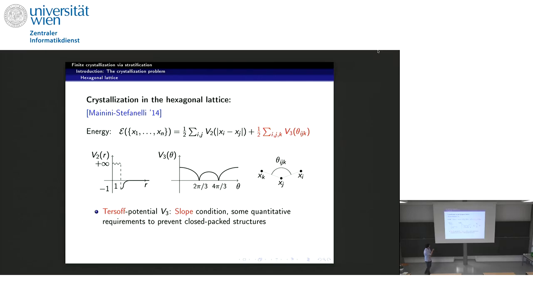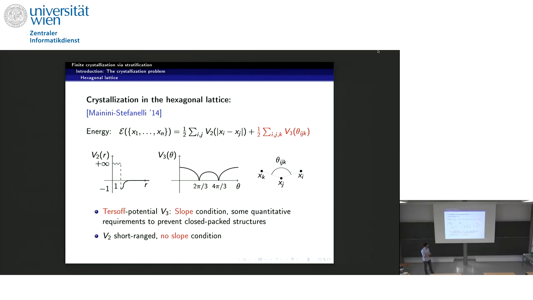Interestingly, they don't need to assume this linear slope condition on the previous slide. So you can really take a quadratic growth for the pair potential. But now for the angular potential, you need to take care of this. You cannot really see it on the slide, but here this is not a quadratic growth; I need a kink here at the minimum. And I will tell you later why I need this.